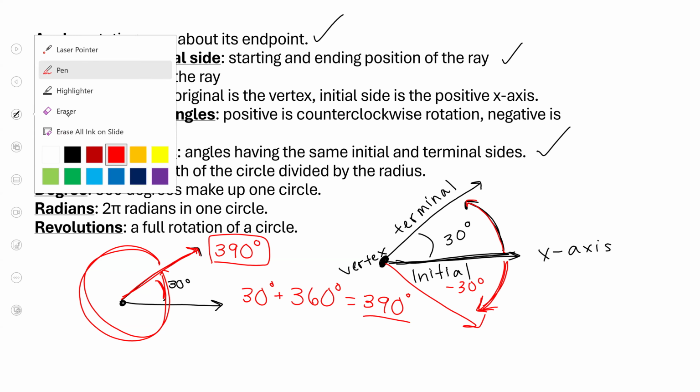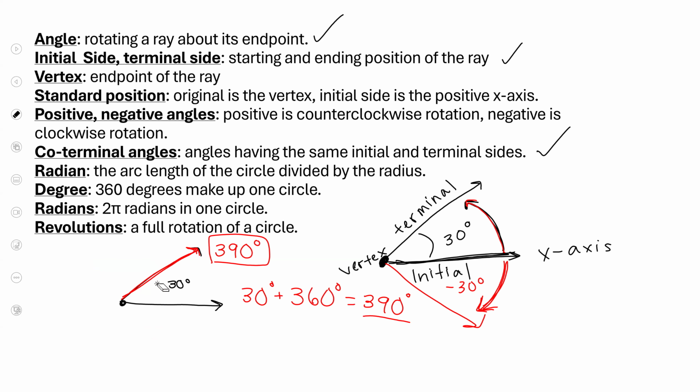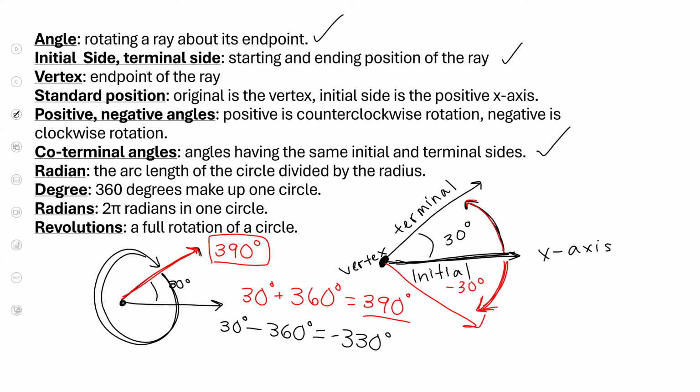I can also rotate. I can also go this way and land at the same spot. So I'm going to do 30 degrees and I'm going to go clockwise. So this will be negative 360 degrees. And what will this end up as? Negative 330 degrees. So guys, these are terminal and coterminal angles. The coterminal angles for 30 degrees are both 390 and negative 330. They share the same terminal side.